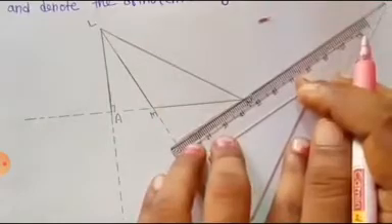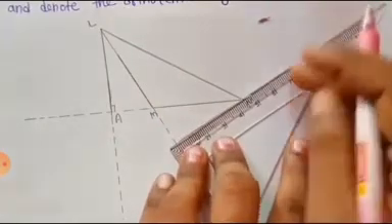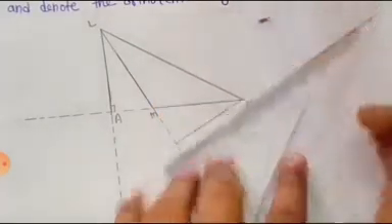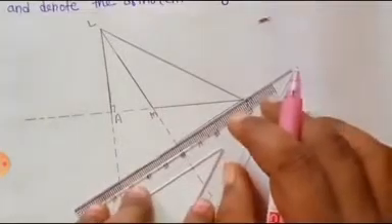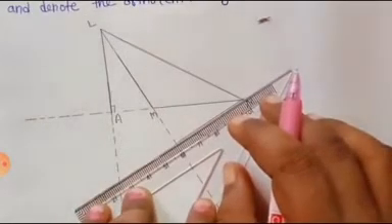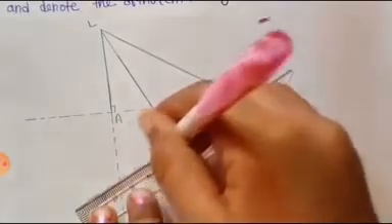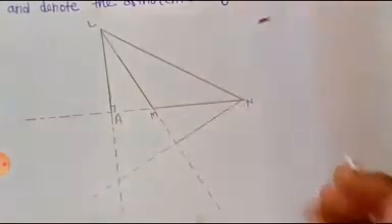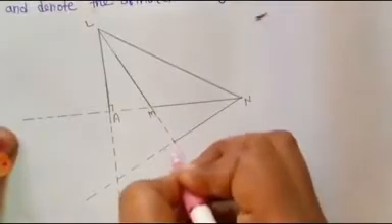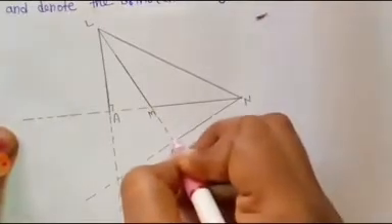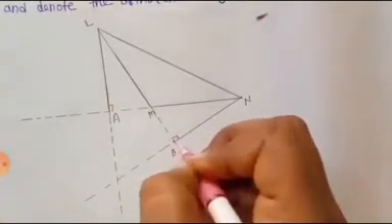Altitude has 90 degrees. Extend this line also with a dotted line. Extend it, because altitude is a height, and height is always straight. In an obtuse angle triangle, we have to extend the sides and draw an altitude. Give this the name B.